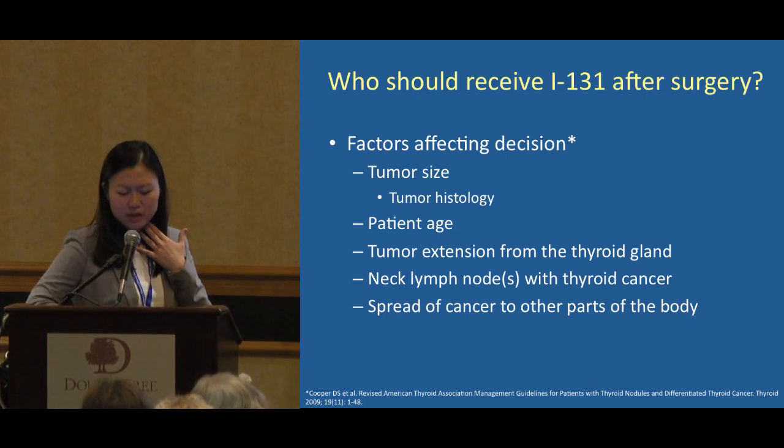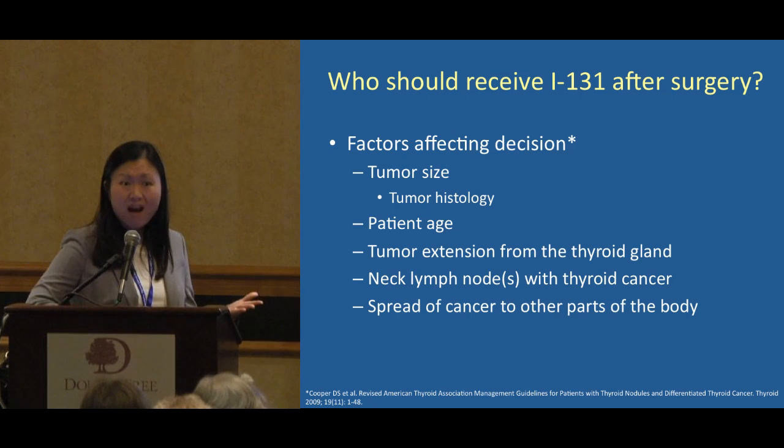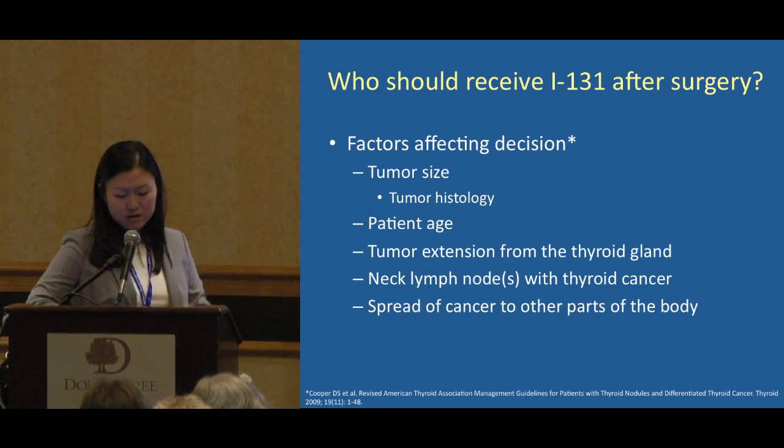What is a subtype of this cancer that was taken out? They'll also look at the patient's age. They know that age is a prognosticating factor, so patients over the age of 45, they get a little bit more concerned about. They also look to see, did the thyroid cancer just stay inside the thyroid gland, or did any of it actually go outside of the thyroid gland?